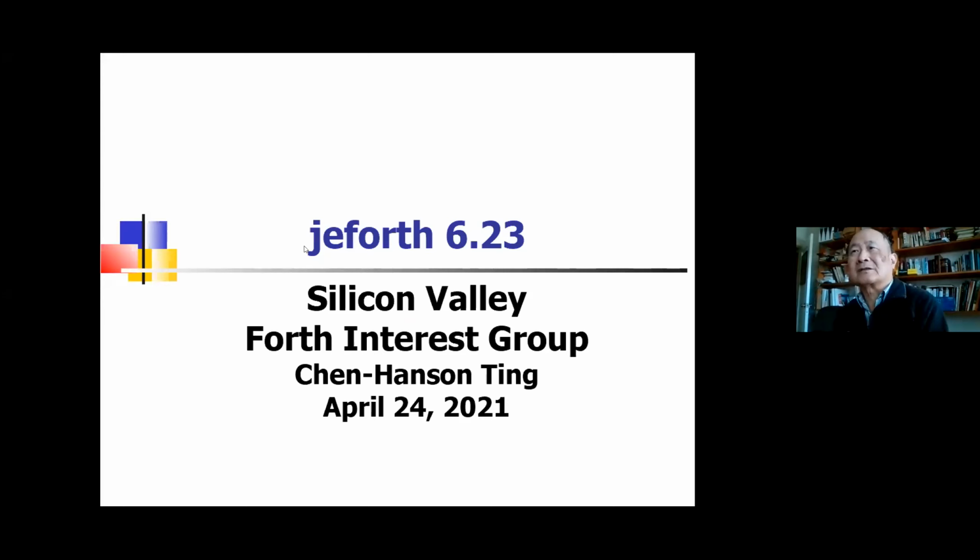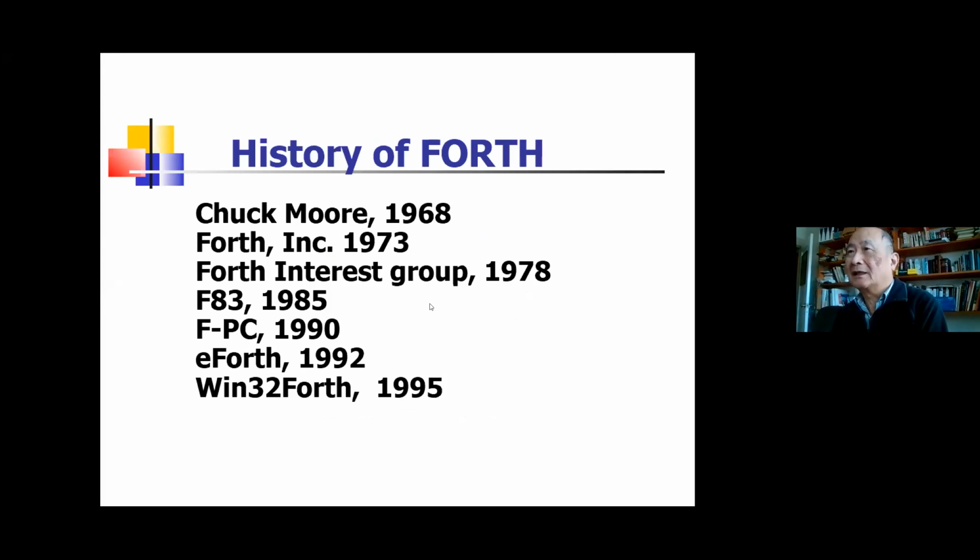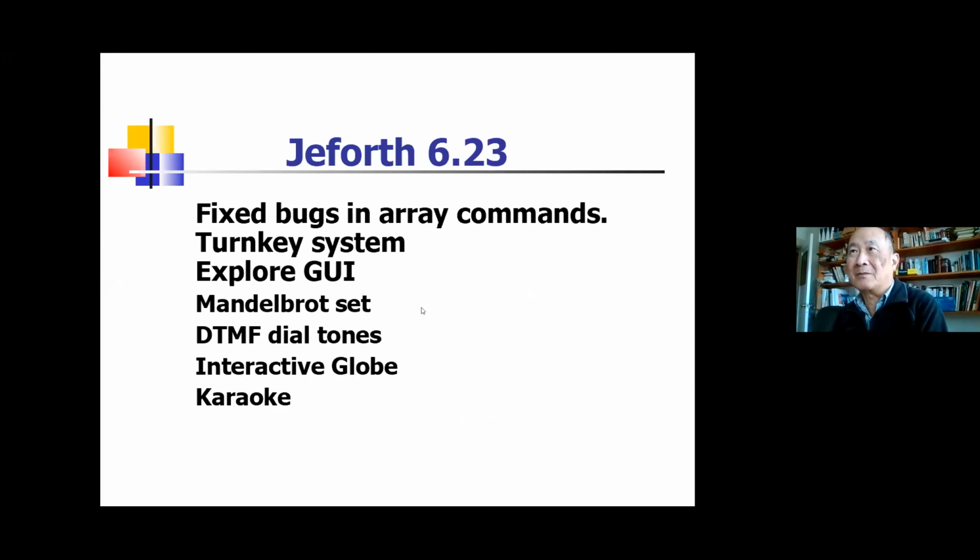Okay. This is the jeforth 6.23. Let me just skip all this garbage. As a slight improvement from jeforth 6.13, I fixed a few bugs in the array command, and I also tested out the turnkey system because I have a good dump command, which will dump the dictionary. And the dictionary can be copied back to the JavaScript, and then the next time you turn it on, it will execute with all the added commands.